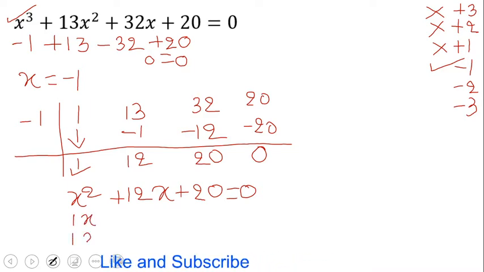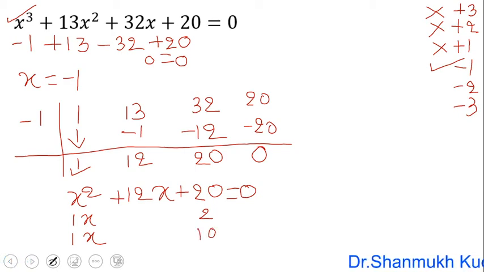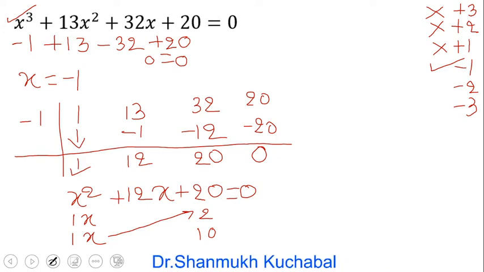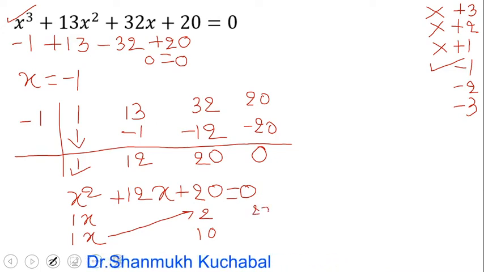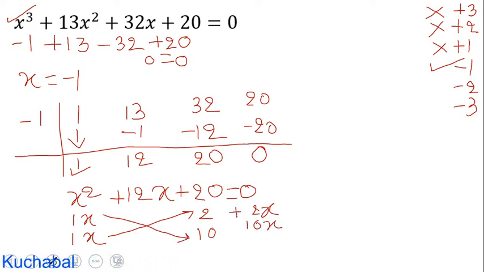So 1x into 1x. 20, its factors are, I am going to use 2 tens are 20 here. So these are two factors. First we cross multiply in this way: 2 into x, 2x. Then 1x into 10, 10x. If we add them, we get the middle number 12, 12x. So it is right.